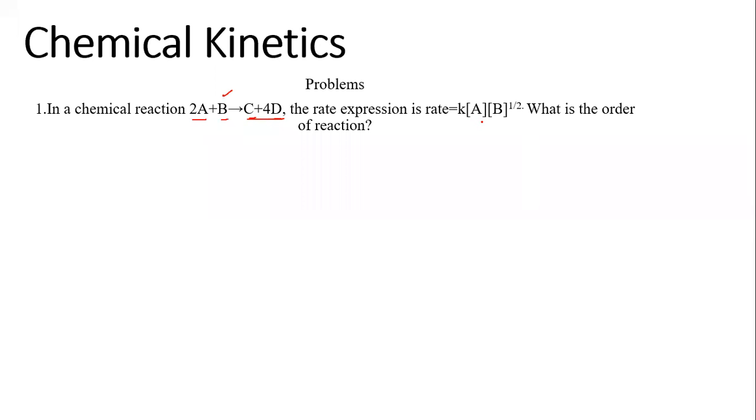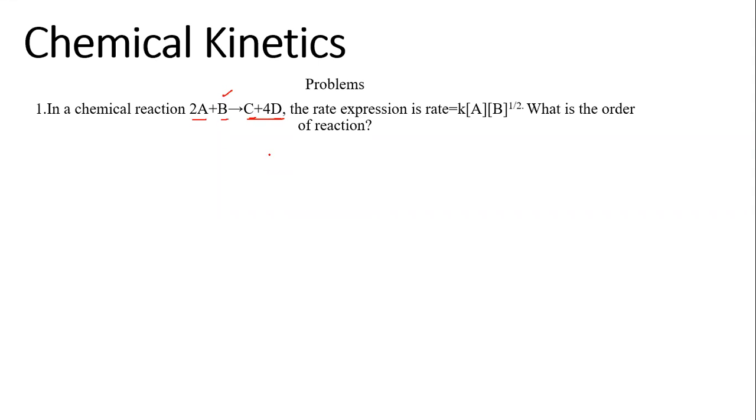In the previous class I told you about this. We call this molar concentration, and that is why we put square brackets. So what is its order? Order of the reaction, as I said, is the summation of the powers of the respective stoichiometric coefficients.